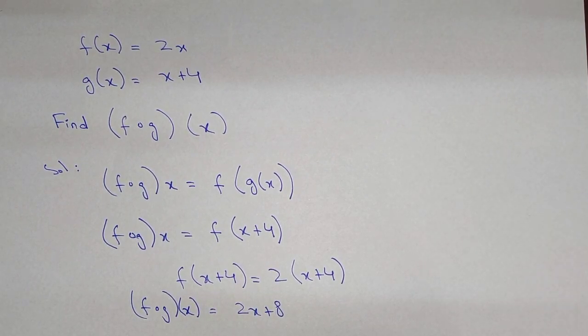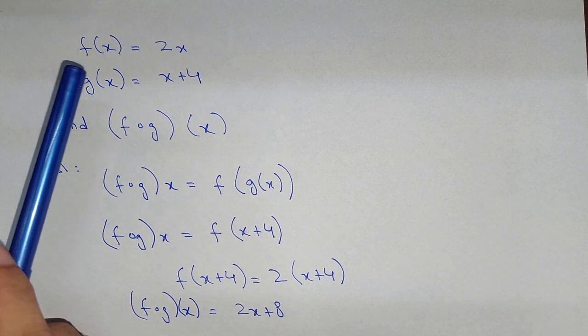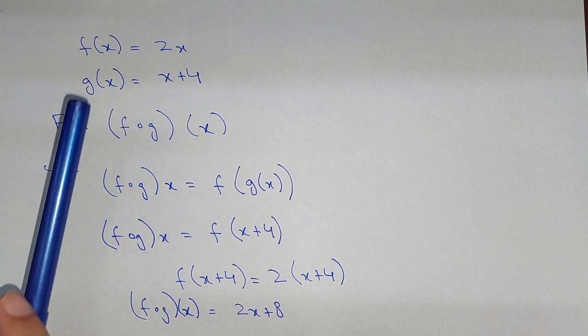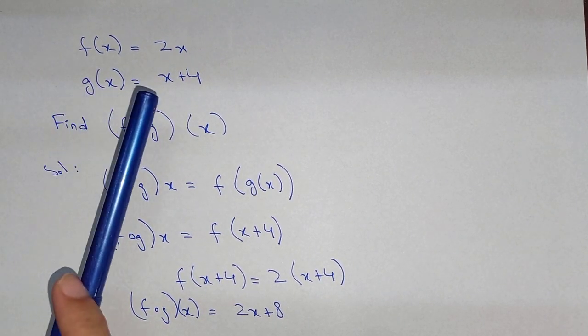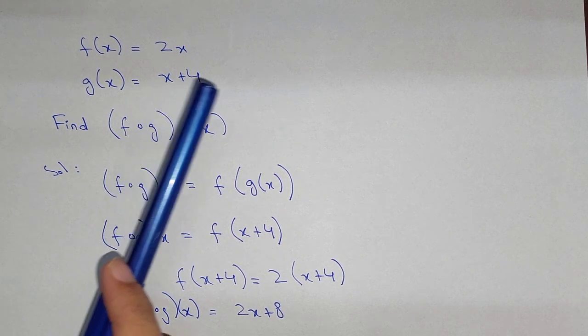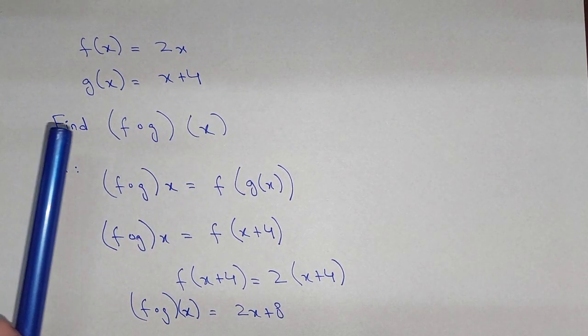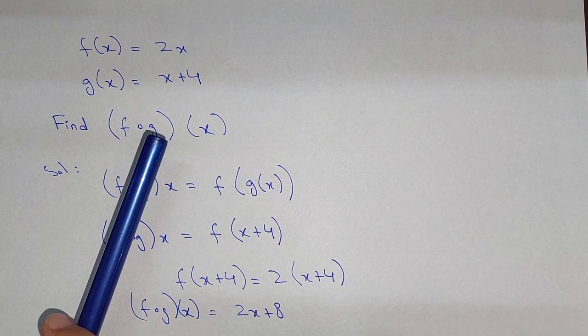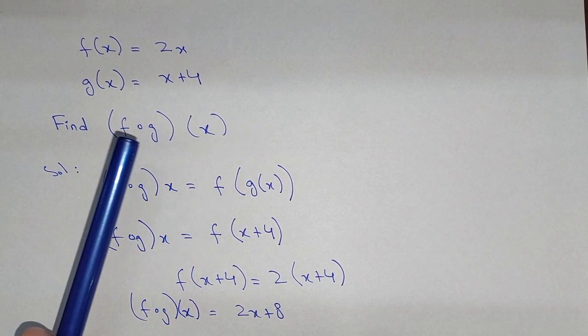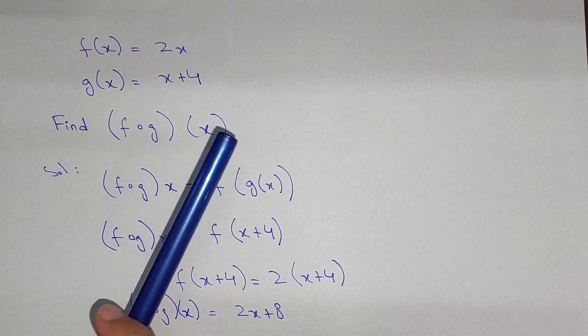In this video we will learn about the composition of functions. So let's suppose here we have two functions: f of x equal to 2x and g of x equal to x plus 4. So we have to find f composite of g of x. We can read it as f composite of g of x.